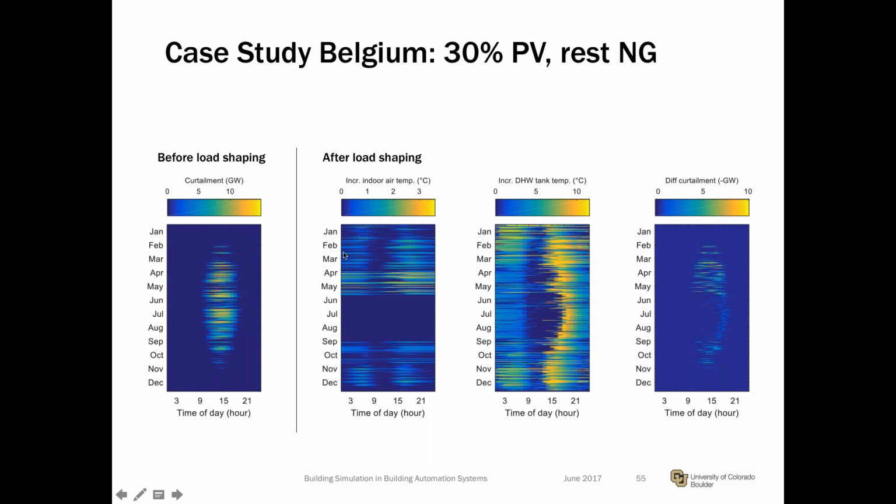After load shaping, we're now increasing. This is the increase in room temperature control shown here during the winter and spring and fall period, nothing in the summer because the system is not heating in the summer. And if we're increasing the domestic hot water tank, you can see how we increase and overheat that by up to 10 degrees. We are able to reduce curtailment. We're able to throw away less and have more renewables penetration.